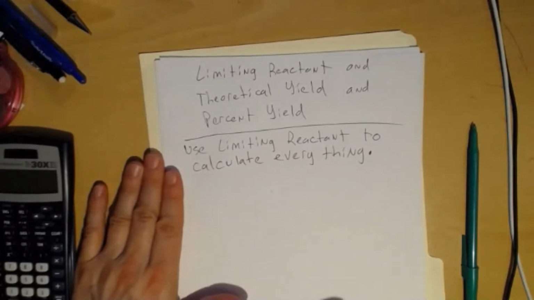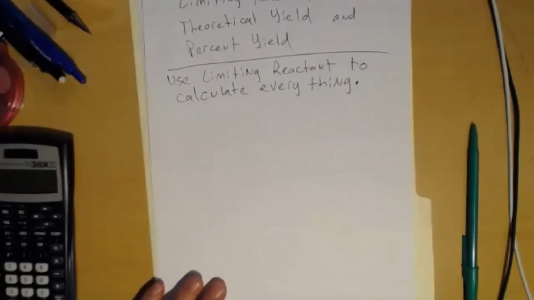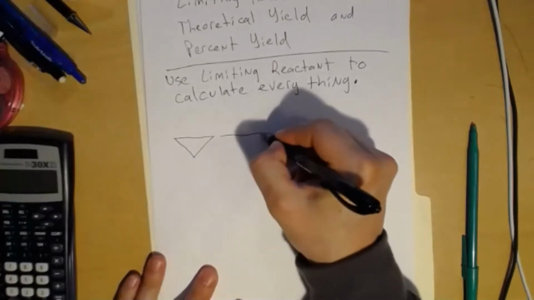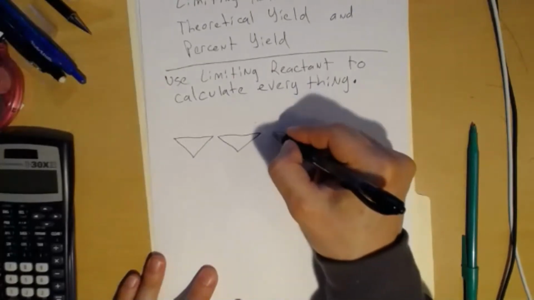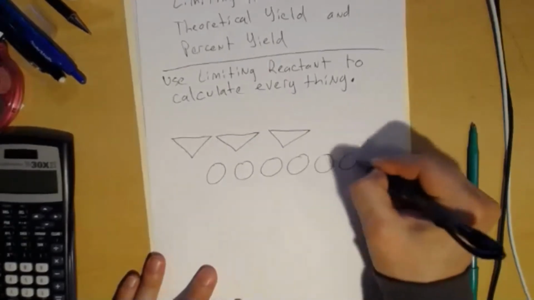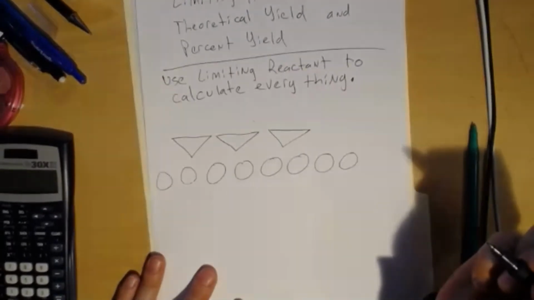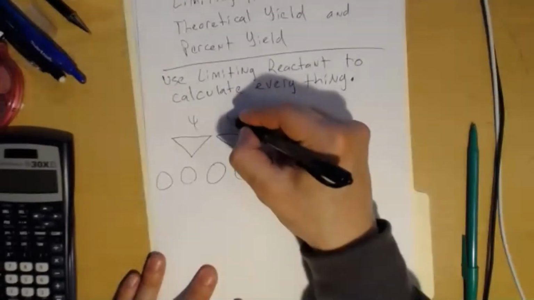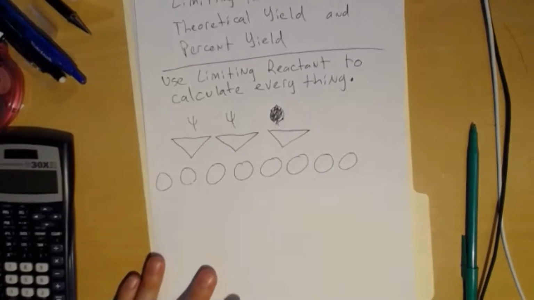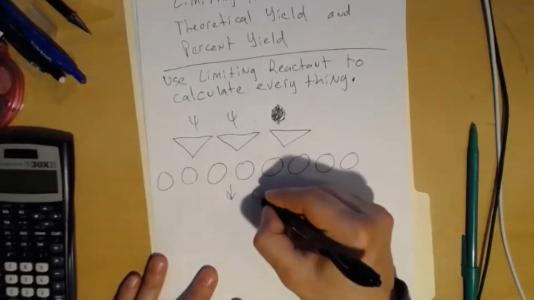Okay. So I'm going to use a metaphor. I'm making bicycles, okay? And here's my frames. I'm in a bicycle factory. I got this many frames. And I have that many wheels. And I have that many handlebars. Okay, how many bicycles can I make?